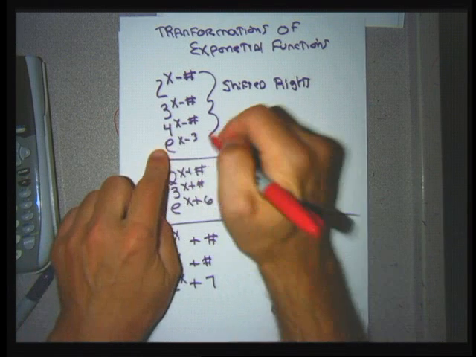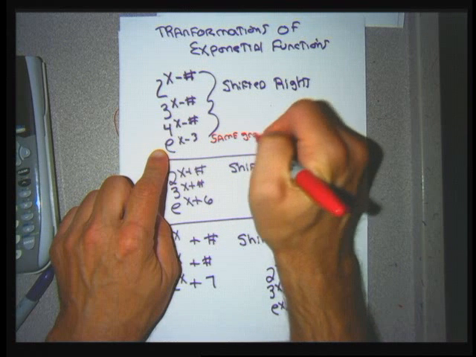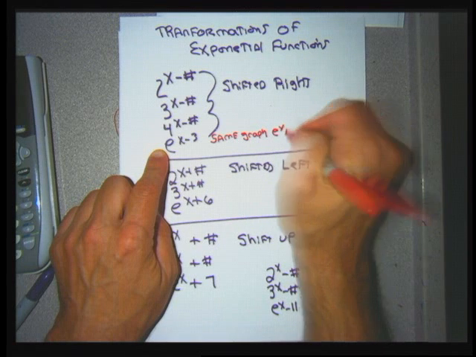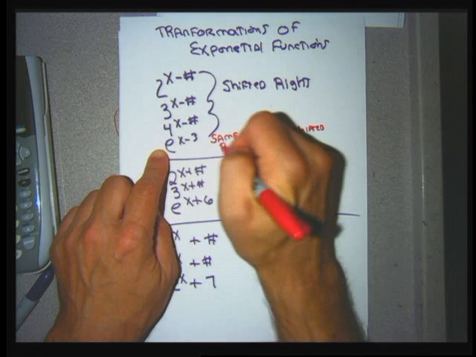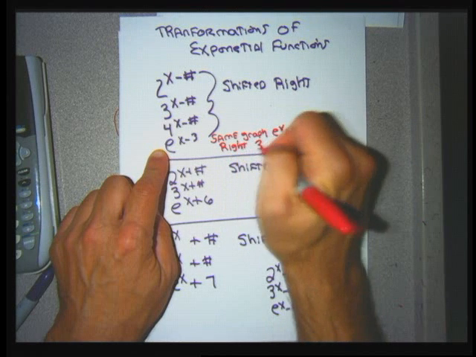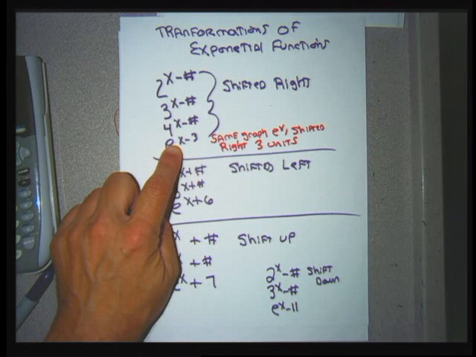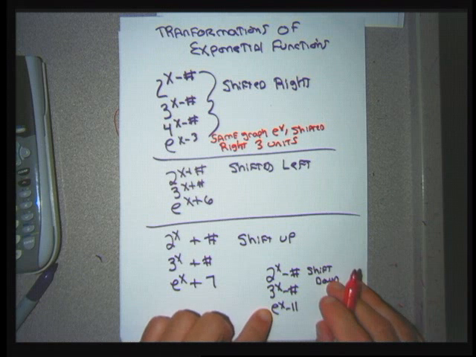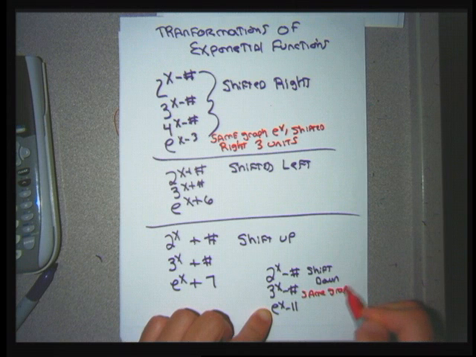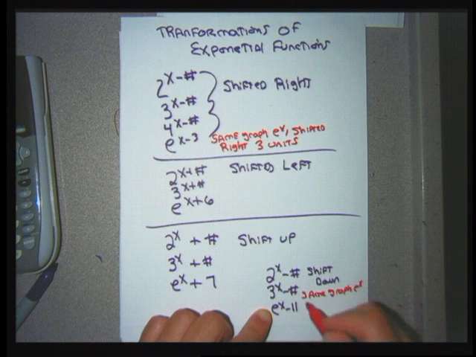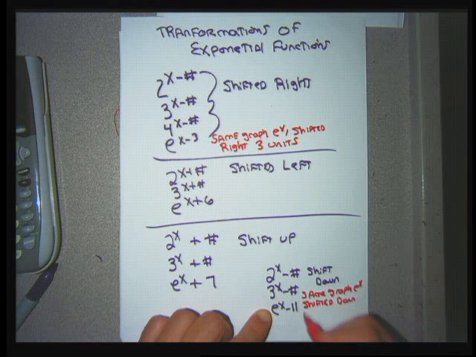This function right here, the graph would be the same as the graph of e to the x, except it's going to be shifted to the right 3 units. So making a minus in an exponent will move it right. Whereas this one down here would have the same graph as e to the x, but it's going to be shifted not to the right, but down 11 units.